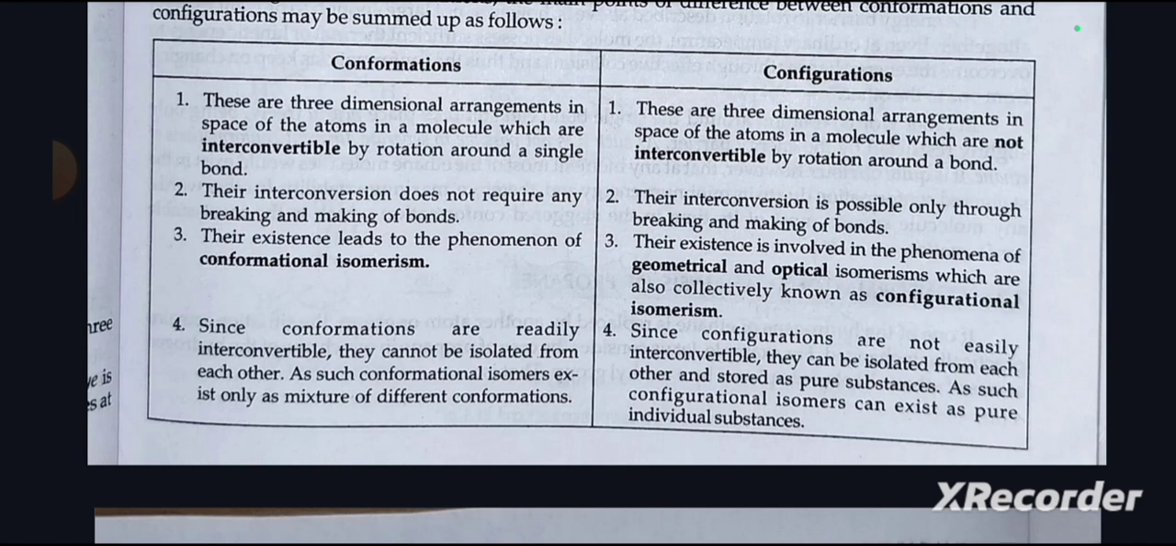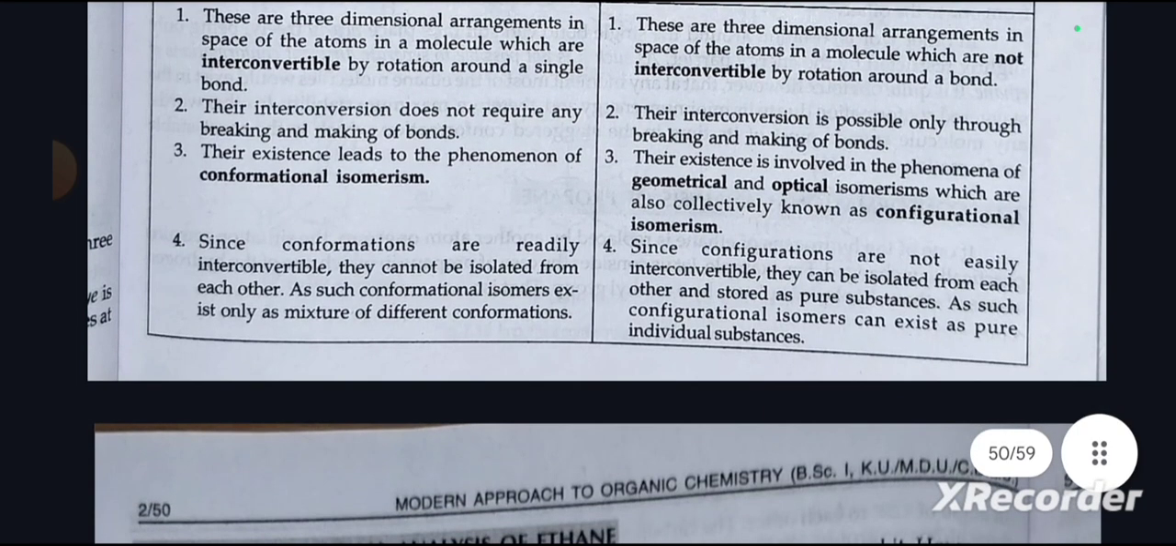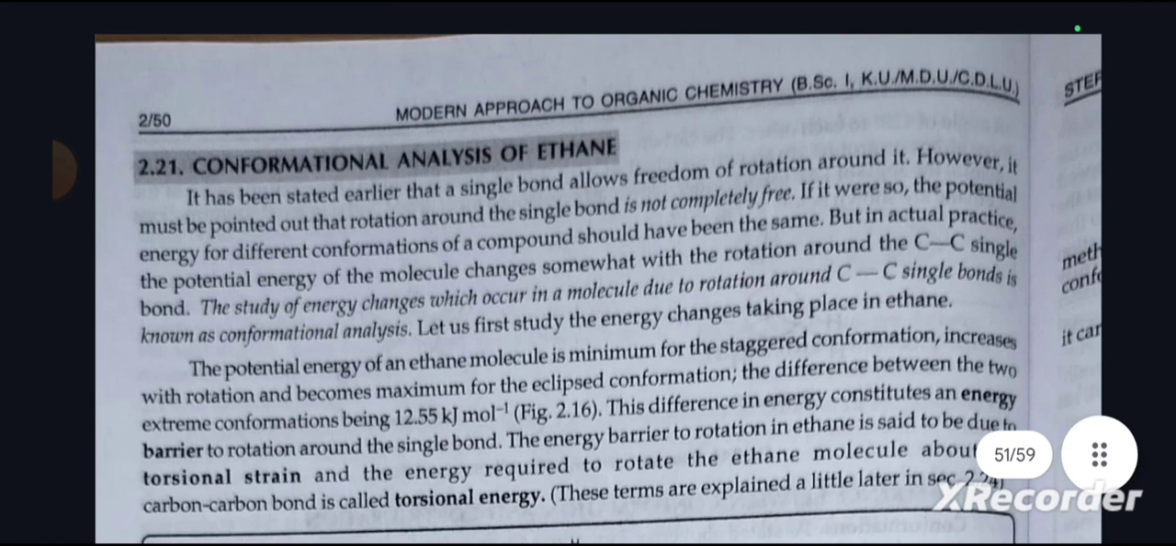Conformations: their existence leads to the phenomenon of conformational isomers. Configurations: their existence is involved in the phenomena of geometrical and optical isomerism, which are also collectively known as configurational isomerism. Conformations: since conformations are readily interconvertible, they cannot be isolated from each other. As such, conformational isomers exist only as a mixture of different conformations. Since configurations are not easily interconvertible, they can be isolated from each other and stored as pure substances. As such, configurational isomers can exist as pure individual substances.